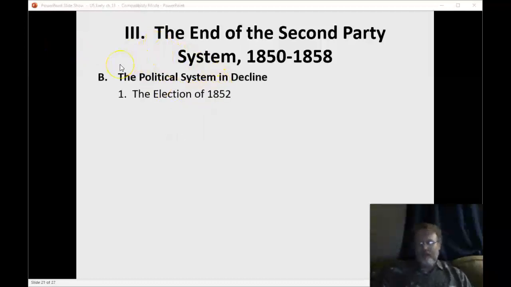The election of 1852 comes along. The whole issue, of course, is slavery. The issue of this election has nothing to do with anything but slavery. That's all the people are talking about. That's all that matters. The expansion of slavery. Where's slavery going to go? Are we going to abolish slavery? What are the rules going to be going forward?